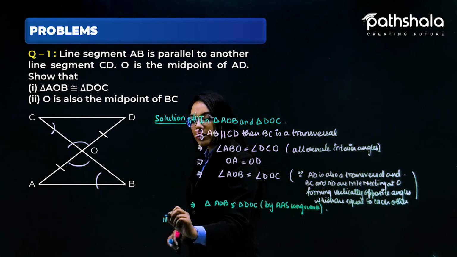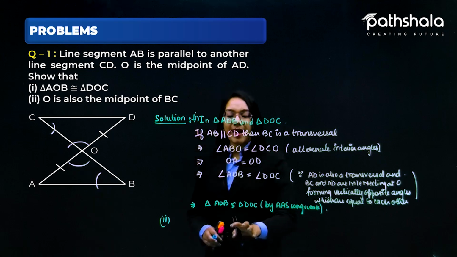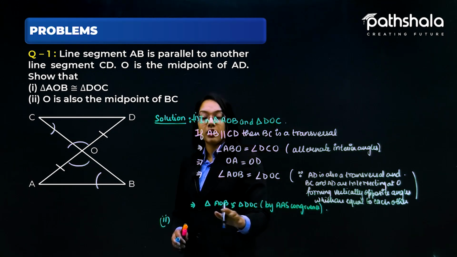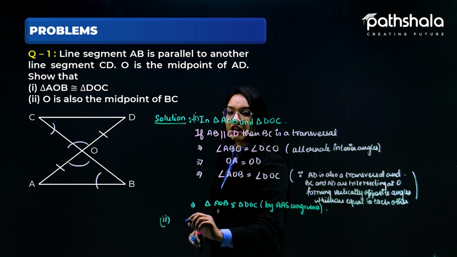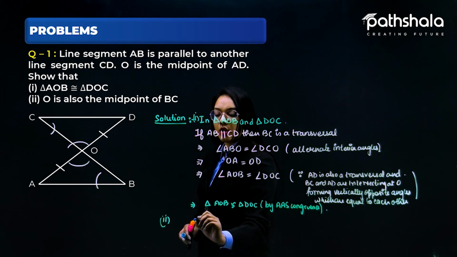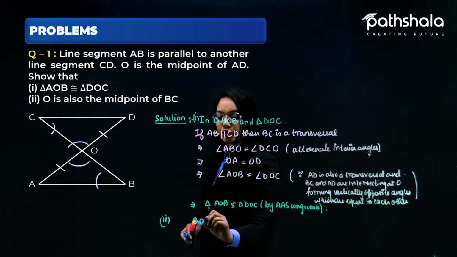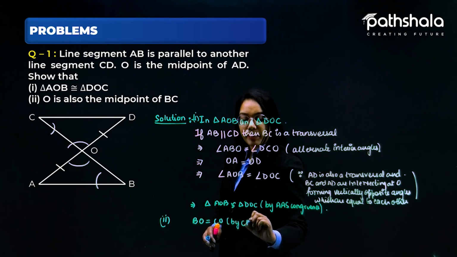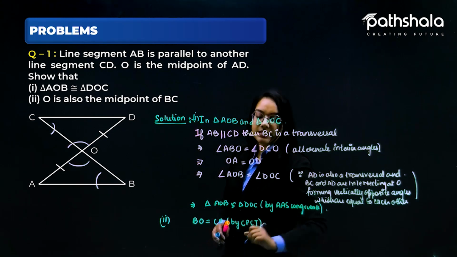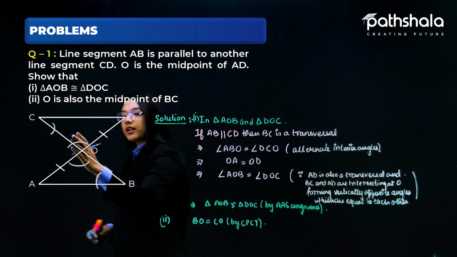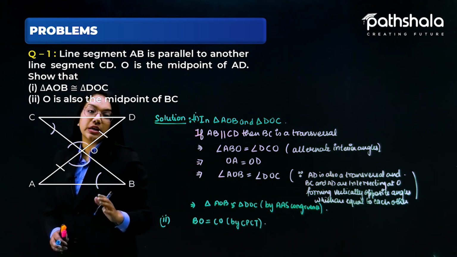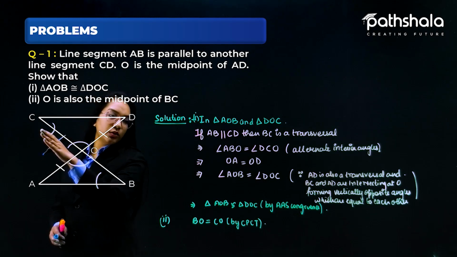Now let's talk about the second part. Since the two triangles are congruent to each other, we can see that OB, or BO, should be equal to CO by CPCT. If the two triangles are congruent to each other, then their corresponding sides should also be equal to each other. It means that BO should be equal to CO.